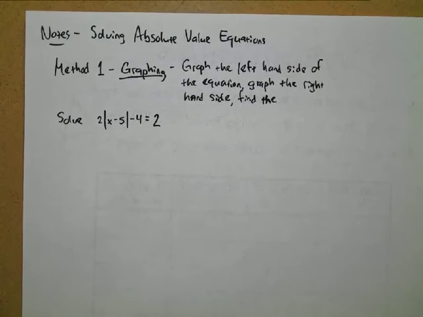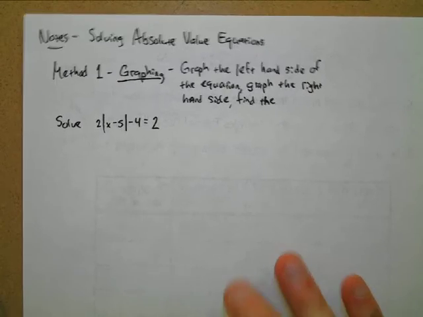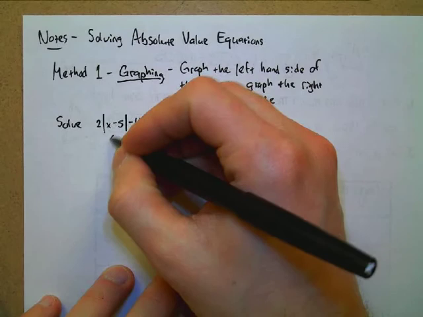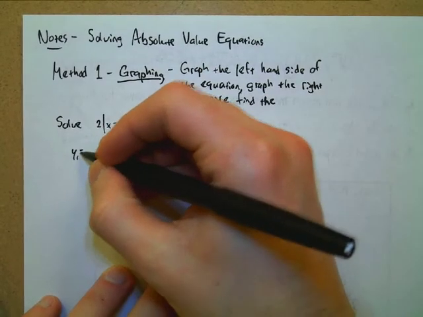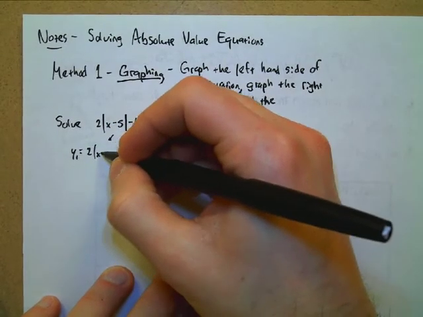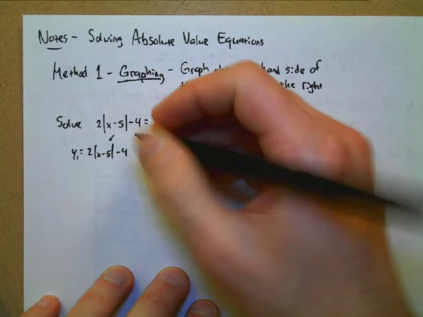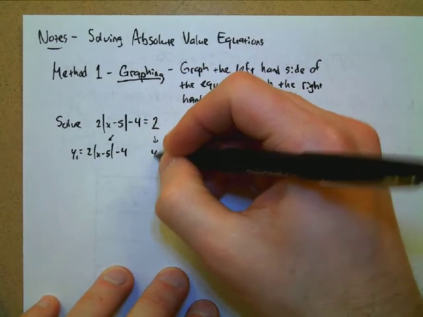So, let's graph it. So here's the left-hand side, right? So we're going to graph y1 equals 2 times the absolute value of x minus 5, minus 4, and then we'll graph y2, which is just equal to 2.